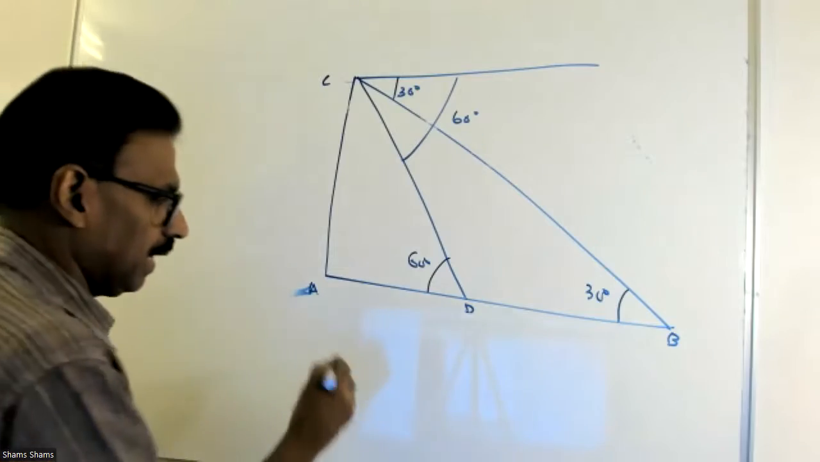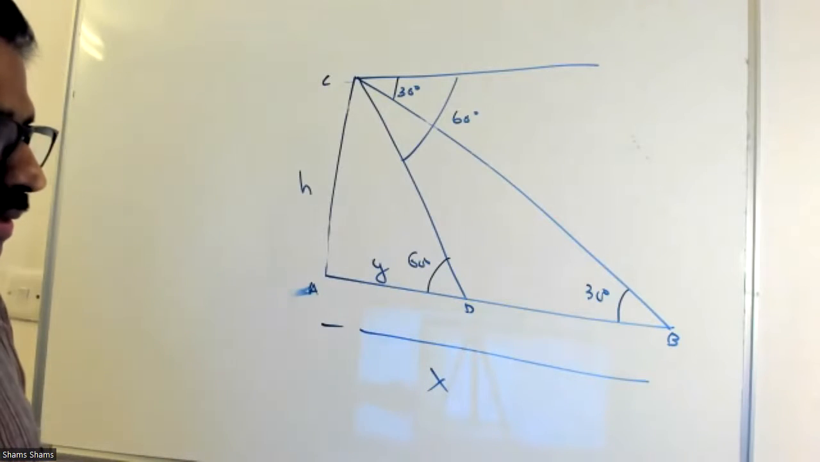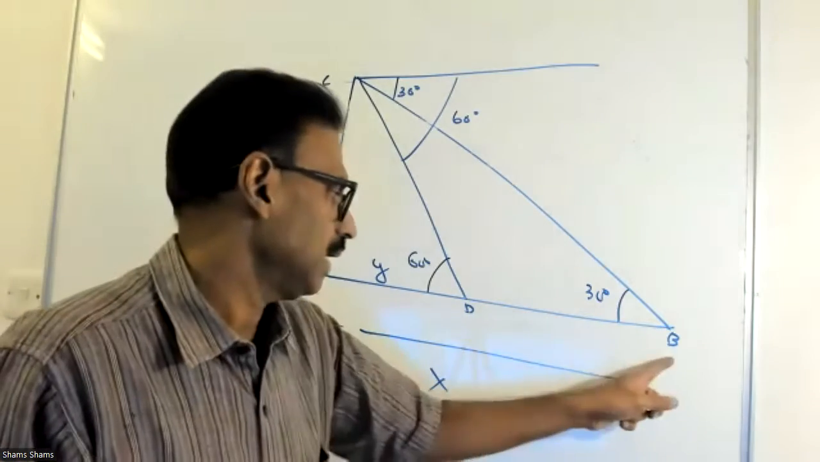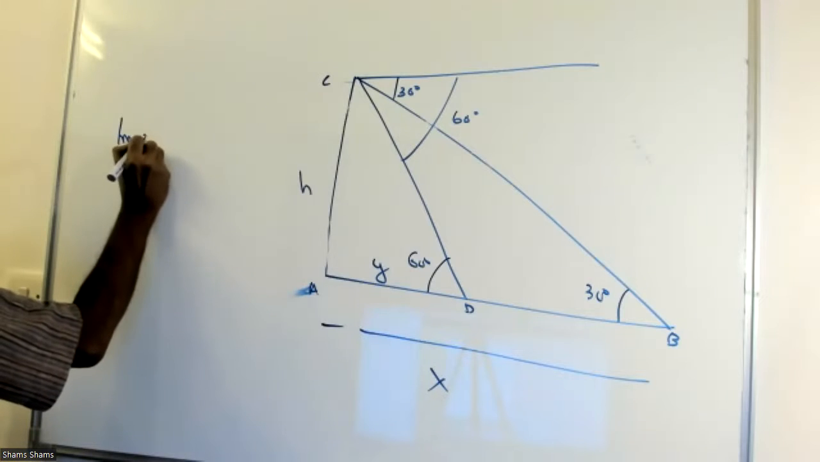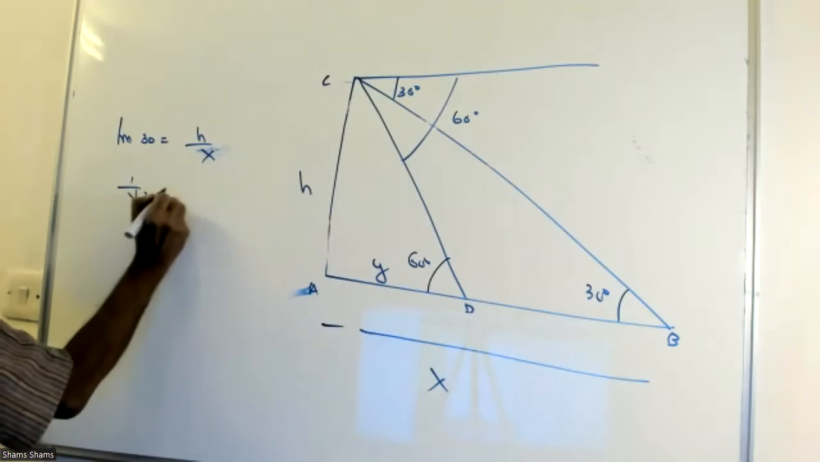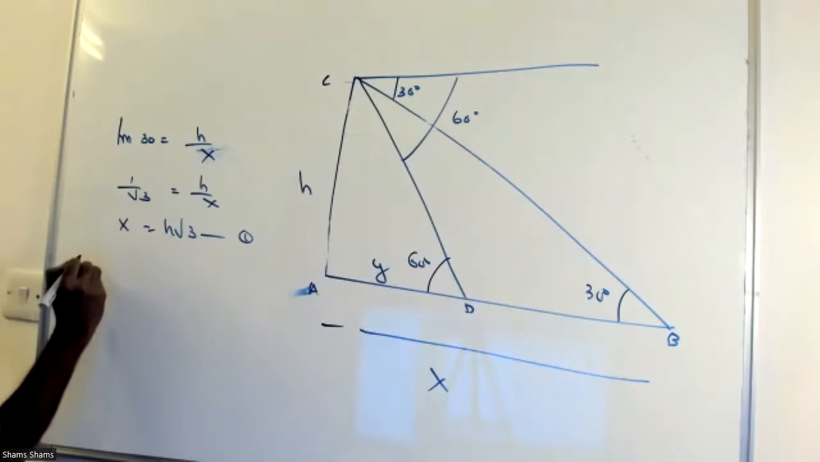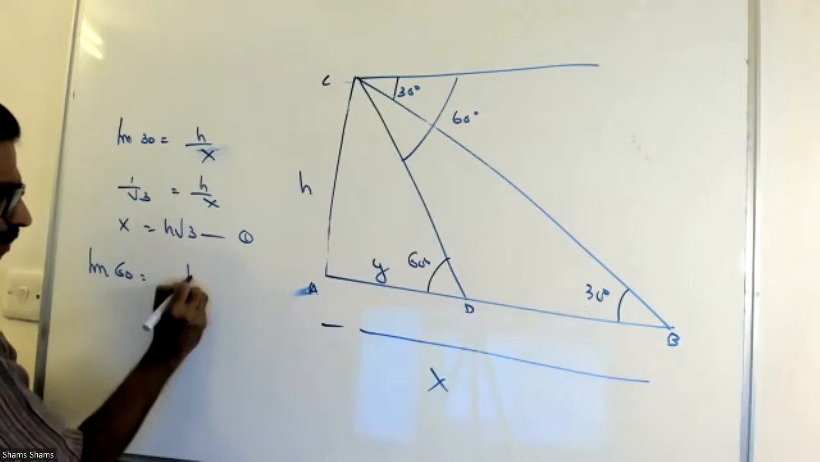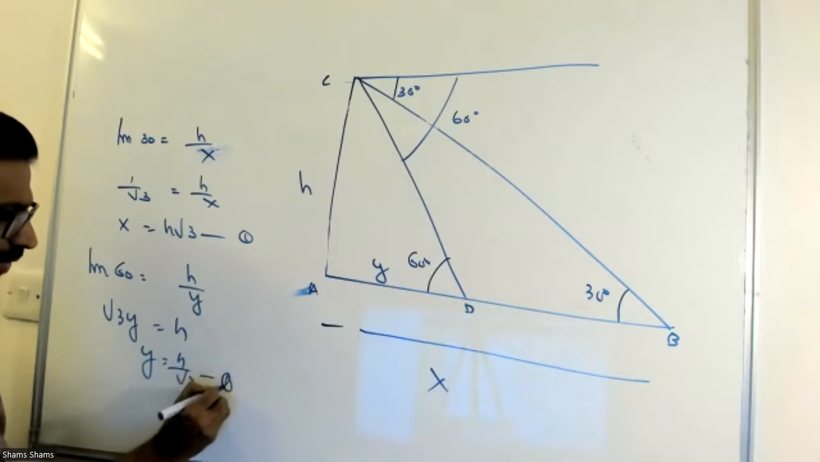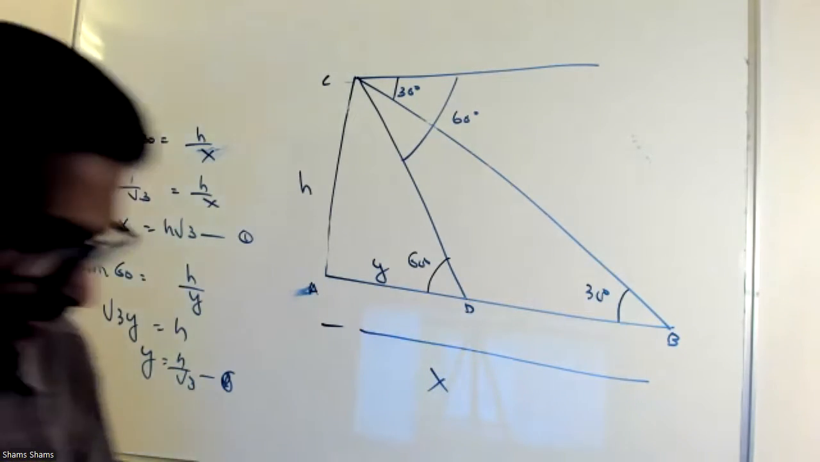Once again, I assume that this distance is X, this distance is Y, the height is H. We are going to calculate the distance covered by the car in 6 seconds. That means BD. Look at here. Tan 30 equals H by X. 1 by root 3 equals H by X. X equals H root 3. Call it number 1. Then tan 60 equals H by Y. Root 3 Y equals H. Y equals H by root 3. Okay, everyone write up to here. First draw the figure, because there are a lot of calculations. Draw figure first.